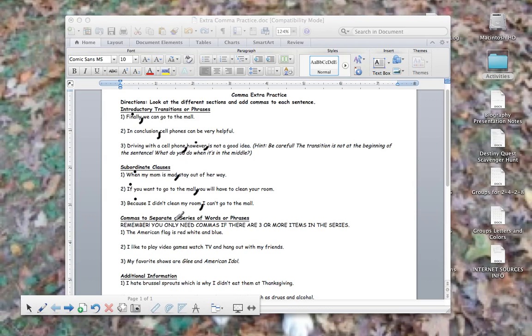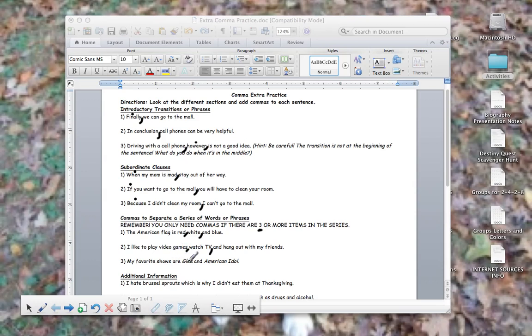Let's look at commas to separate a series of words or phrases. Remember, we have to have 3 or more. The American flag is red, white, and blue. So we have our commas in between these 2 things out of the 3. I like to play video games, comma, watch TV, comma, and hang out with my friends. So again, I have 2 commas for the first and second thing.